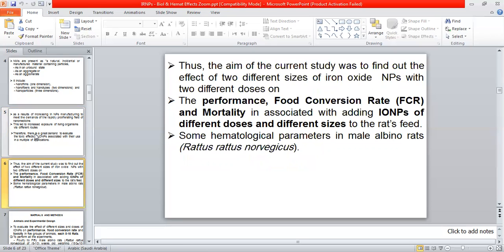Thus, the main aim of the current study was, number one, to study the effect of different sizes and doses of nanoparticles on performance, food conversion rate, and mortality. The second part included the study of these nanoparticles on hematological parameters in albino rats, Rattus norvegicus.